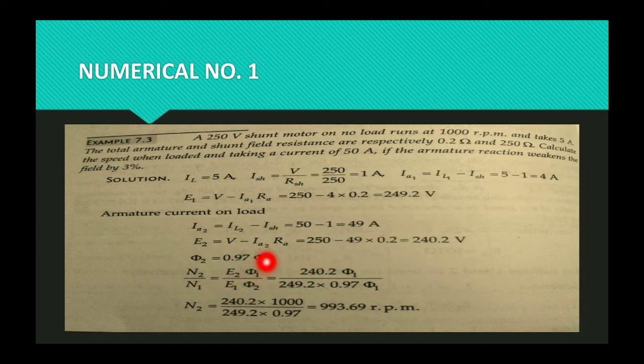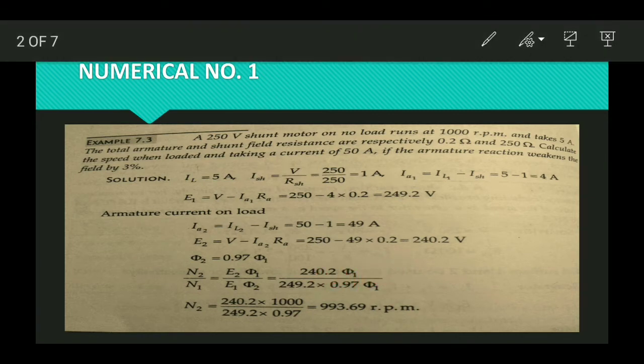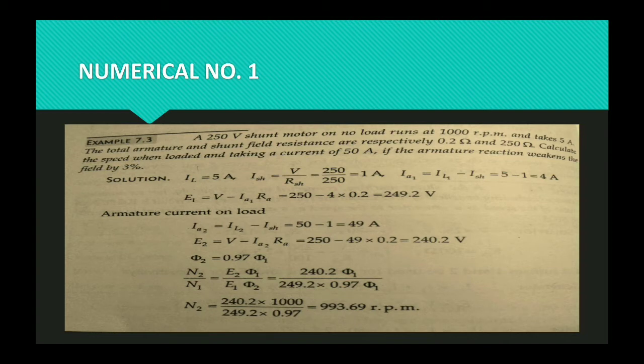Then we know that N2 by N1 equals E2 into phi 1 by E1 into phi 2. That equals 240.2 into phi 1 by 249.2 into 0.97 into phi 1. So N2 equals 240.2 into 1000 by 249.2 into 0.97, which equals 993.69 rpm.